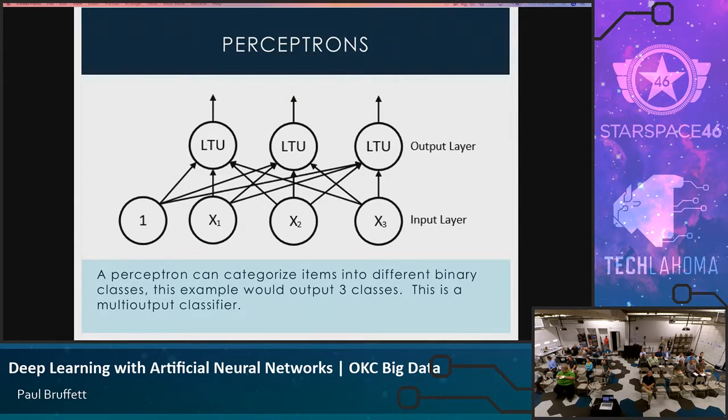So a more sophisticated example, one that you might eventually actually use, is this perceptron, which could categorize 3 different binary classes. So I have 3 different LTU outputs. Is it class 0, 1, or 2? This example would output 3 classes. It's a multi-output classifier. In some of the image classification techniques, I would need 10,000 of these, because there are 10,000 different classes. So I need an LTU at my output layer for every class. And you can see here, everything is connected to everything. My x1, 2, and 3 are connected to every one of these LTUs, and that's how we make what are called dense networks.